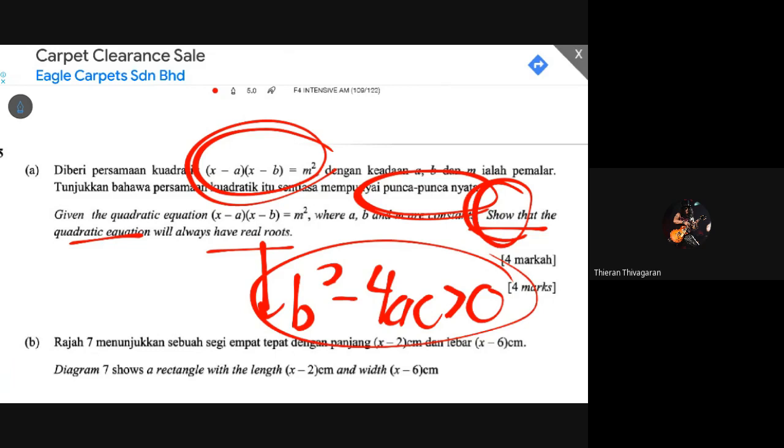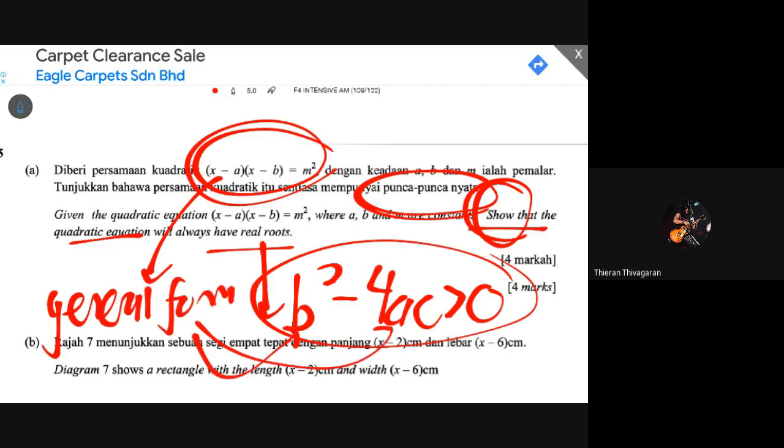So this one basically you have to write in general form. Tulis dalam bentuk persamaan kuadratik ini. Baru kamu boleh kenal pasti B, A dan C kamu. If equal and less than, dia refer macam mana? Less than tak ada punca, Andy. Maksudnya mereka akan kata tak ada punca. No roots or imaginary roots. Punca khayalan. That is the keyword.